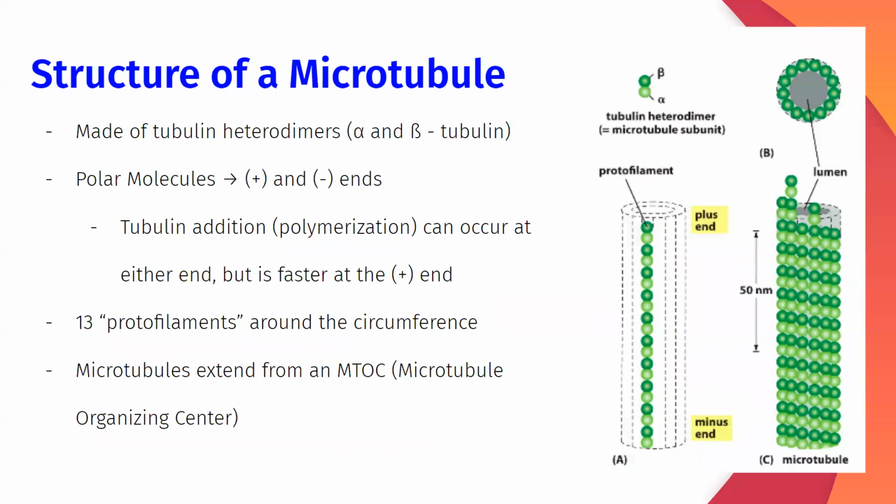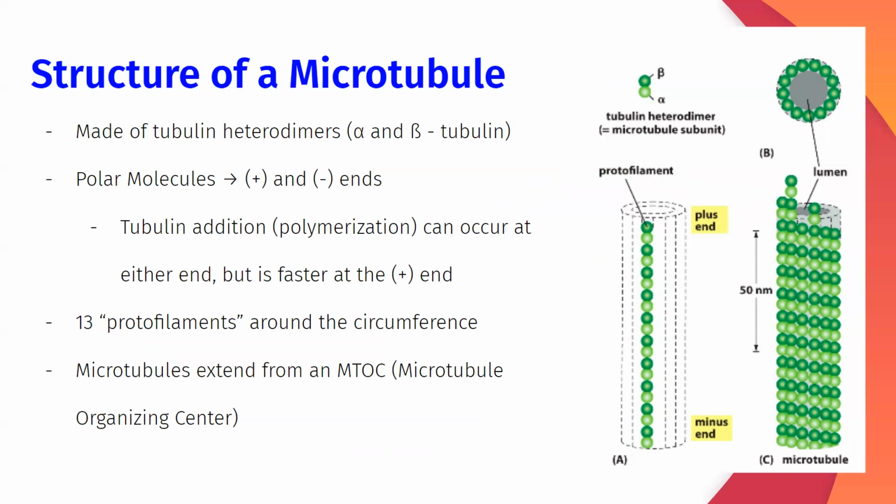Okay, so microtubule structure. Microtubules are made of tubulin heterodimers. There are alpha and beta tubulin subunits, and they are polar molecules with a plus end and a minus end. So when we have our microtubule, we have our plus and our minus end.